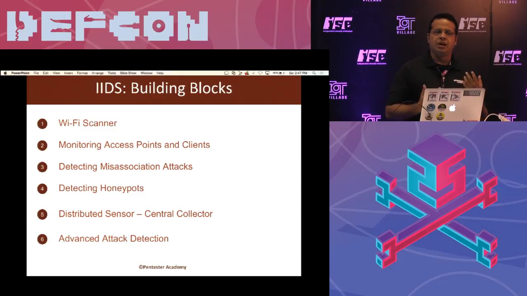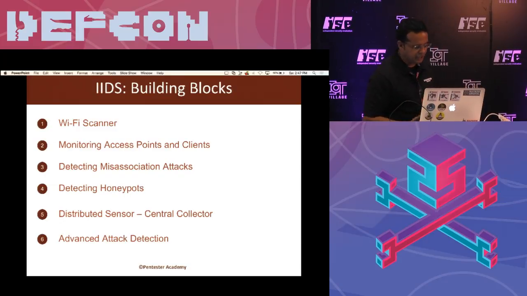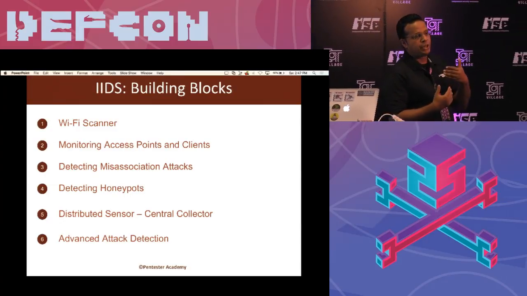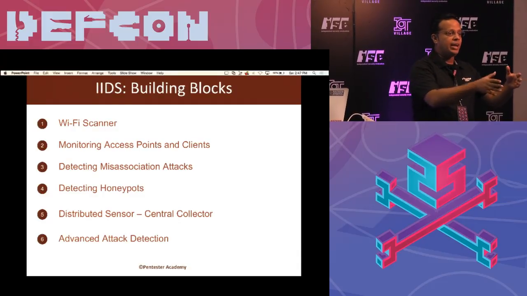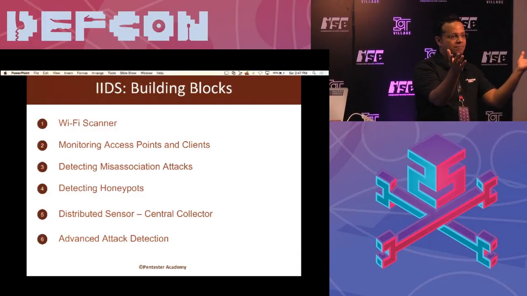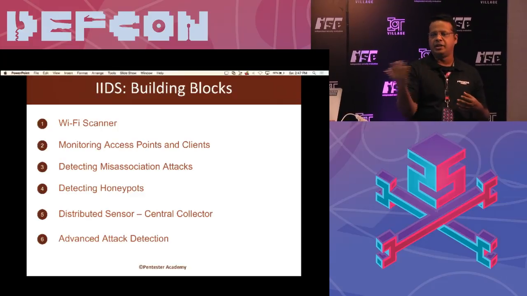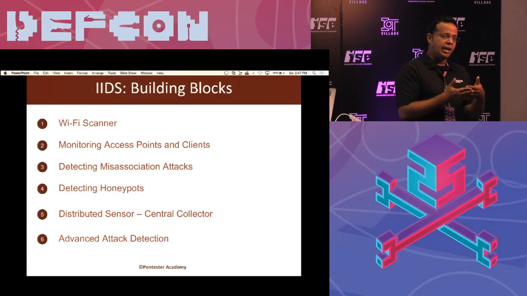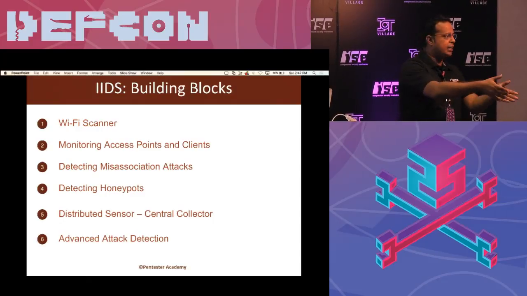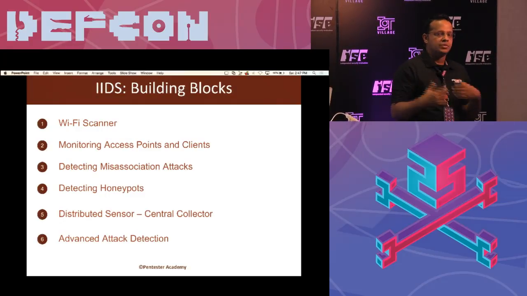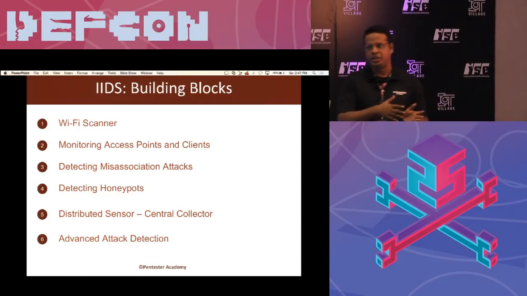After that, once we start the monitoring exercise, then detecting misassociation. So what is misassociation? Let's say I have an authorized client connected to an access point, right? Now an attacker creates a honeypot and starts sending deauth packets. So the client may get disconnected from the authorized AP and connect to the attacker's honeypot. This is one example of a misassociation attack.